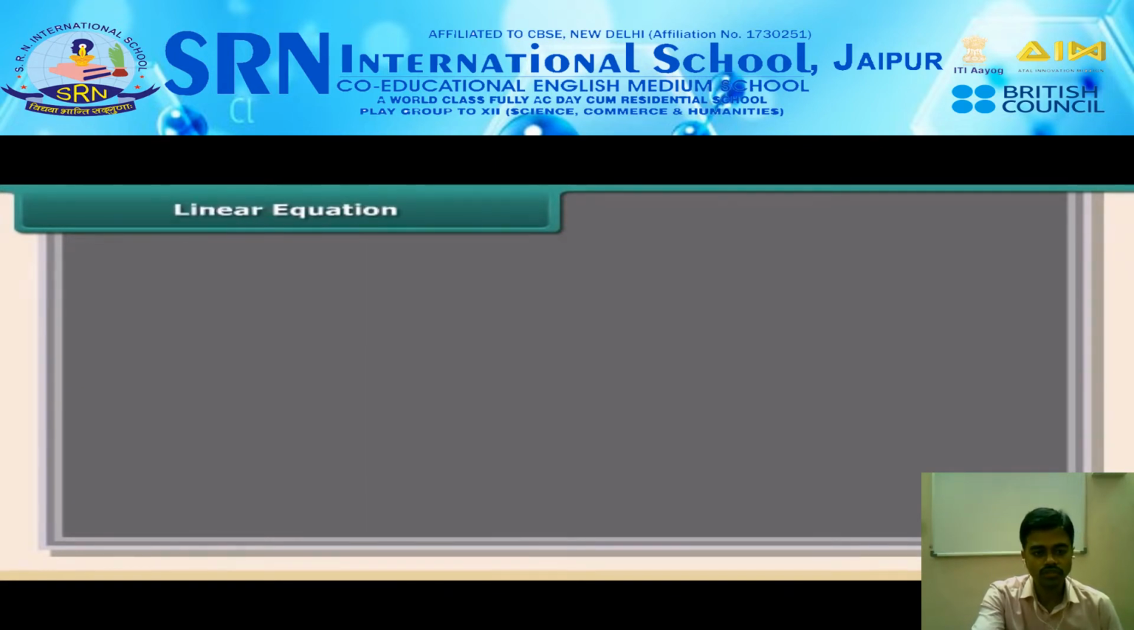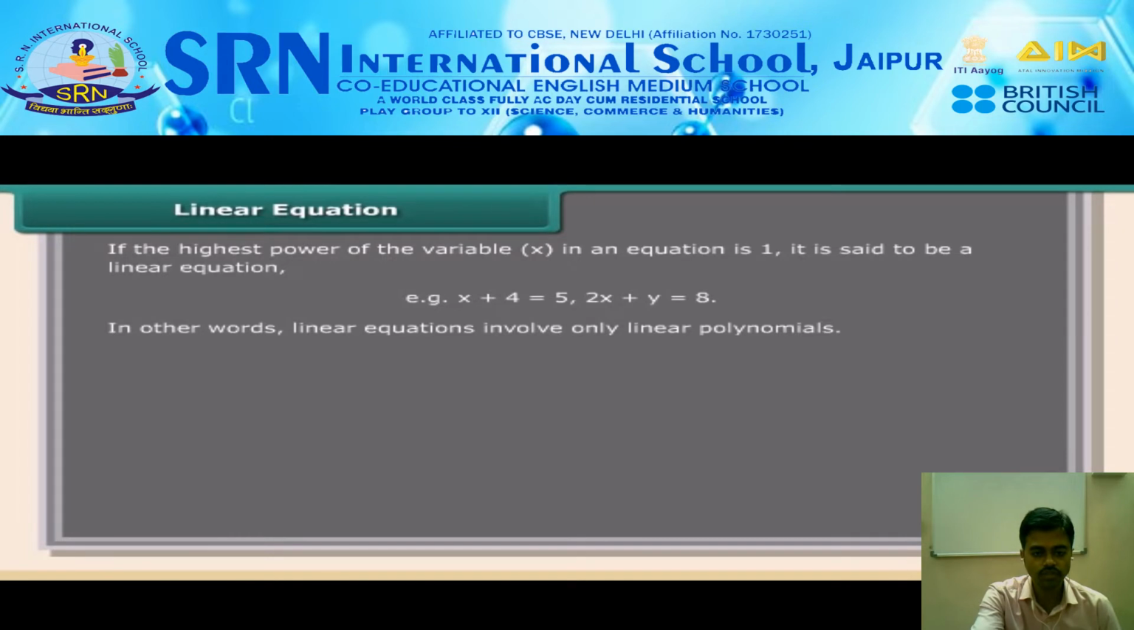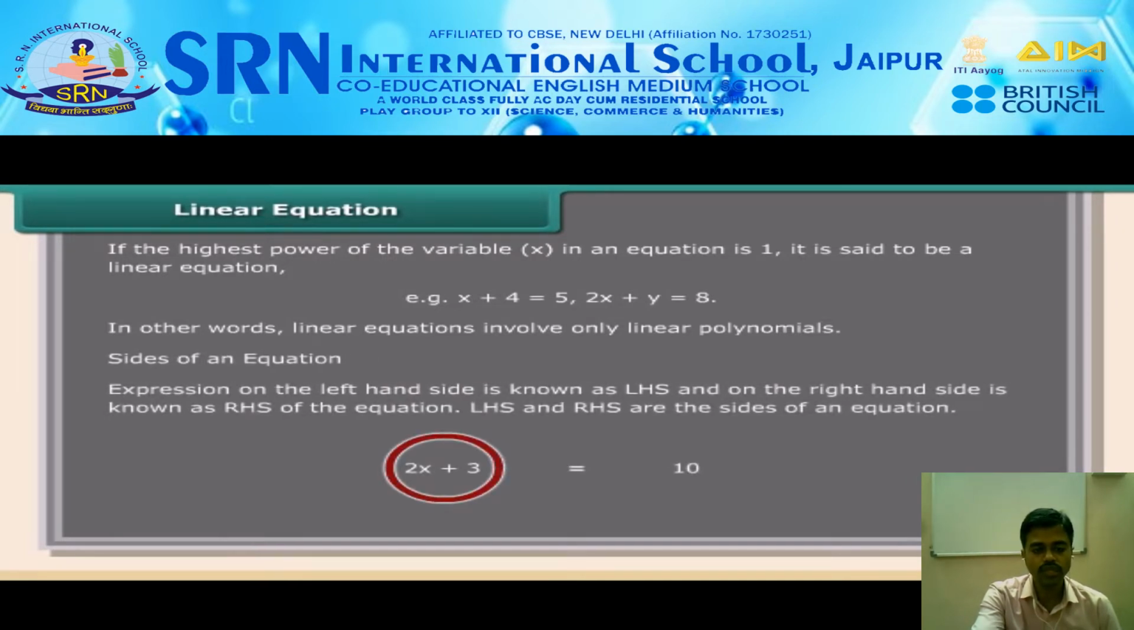Now, linear equation. If the highest power of the variable in an equation is 1, it is said to be a linear equation. For example, x + 4 = 5, 2x + y = 8. Here the highest power of the variable is 1. Now we have LHS and RHS. For example, 2x + 3 = 10. In LHS, 2x + 3, x holds the maximum power as 1, and in RHS it is a constant value.